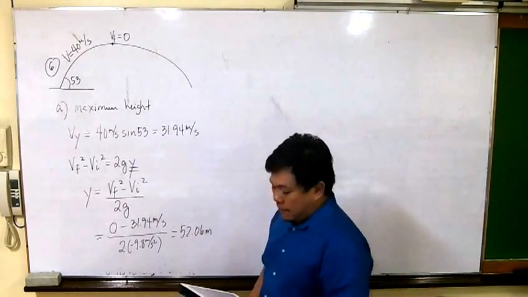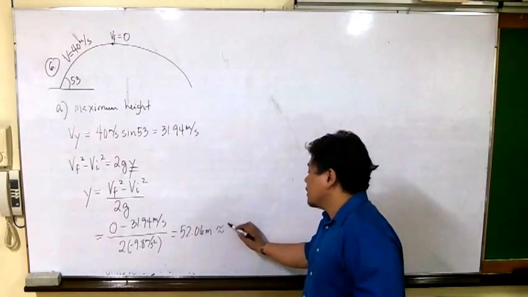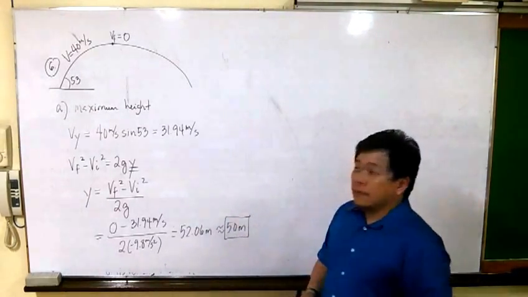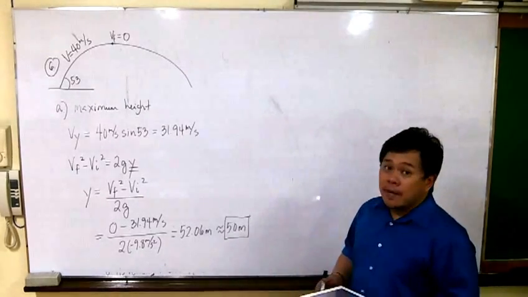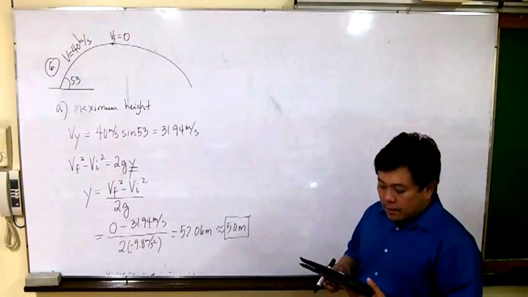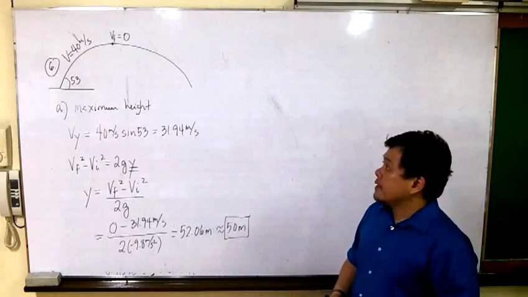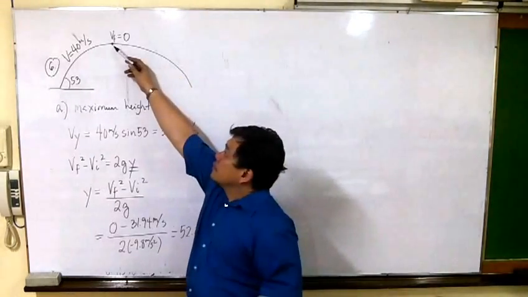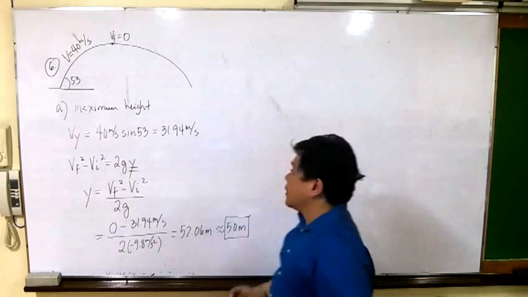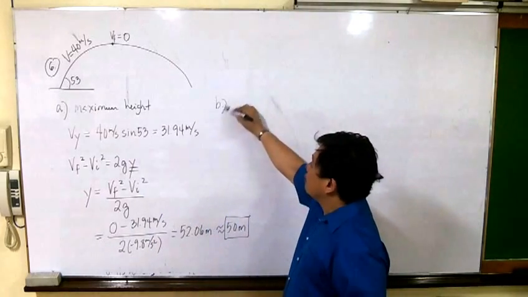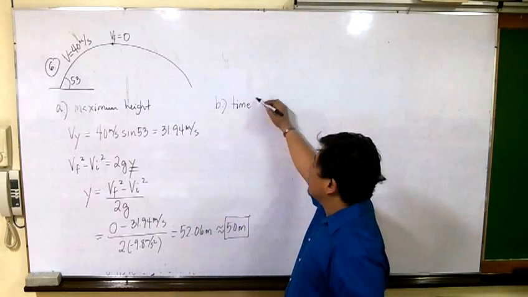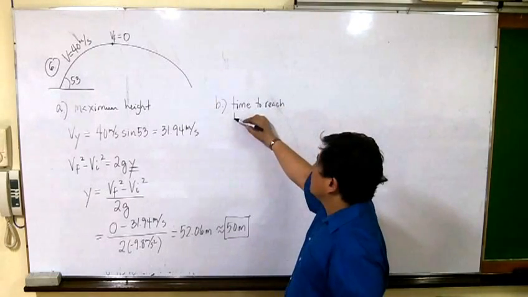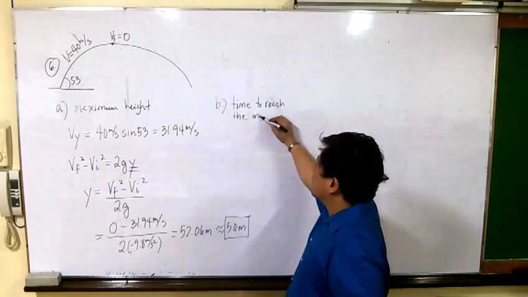And following the rules on significant digits, you will get 50 meters. This is our maximum height. Now in letter B, you're asked, how much time is needed to reach this point? Okay, so we compute now for the time to reach the maximum height.